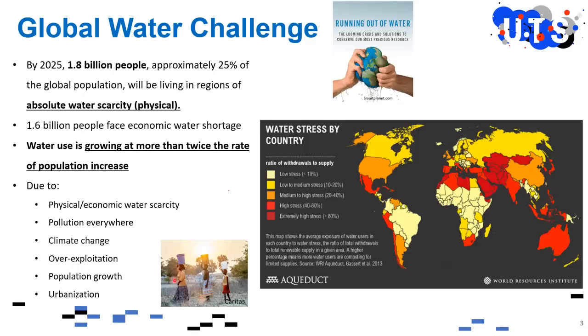So this is an example, for example, in South Africa, where they need to collect water from some other place because they don't have that water resource in their place.